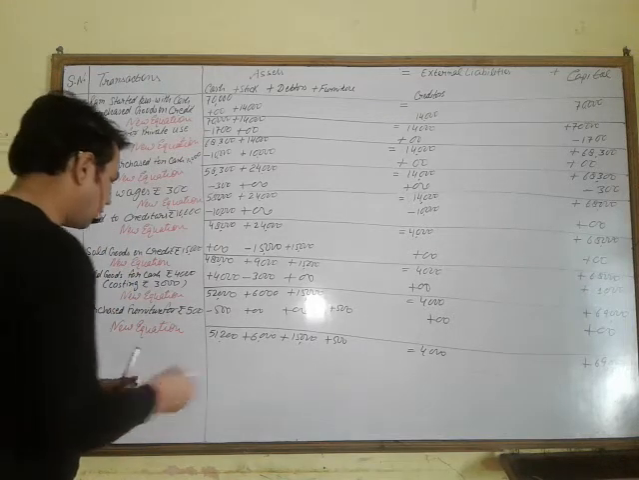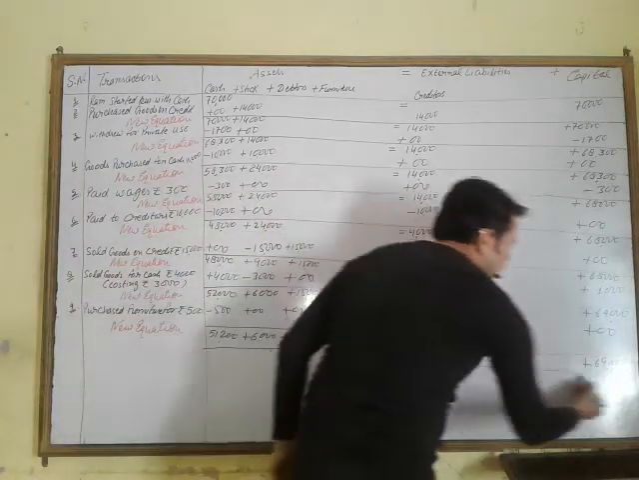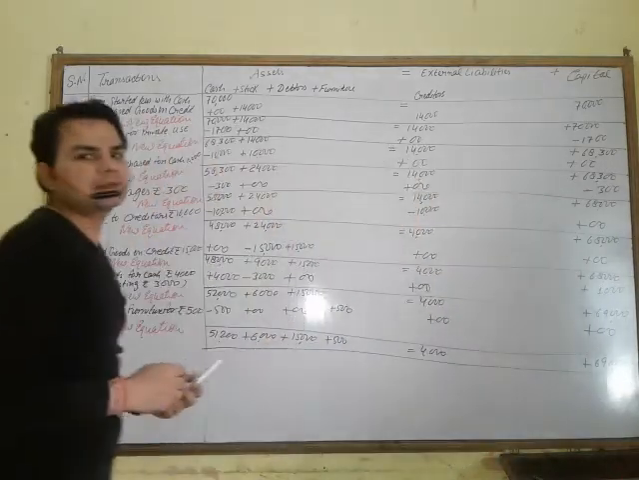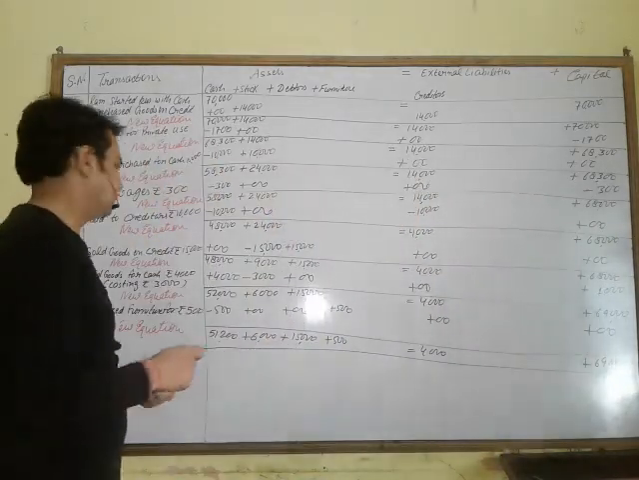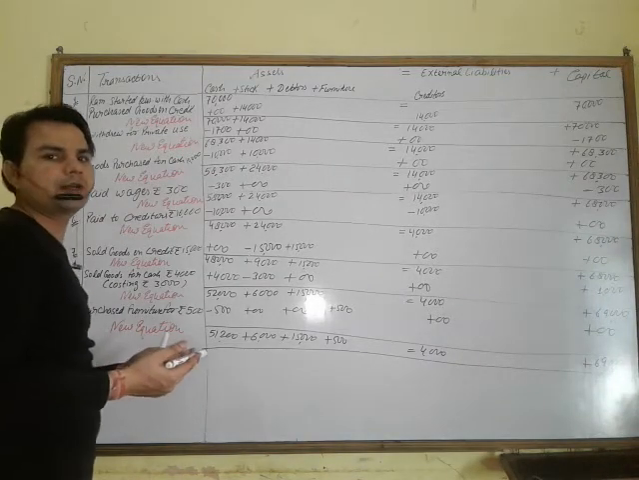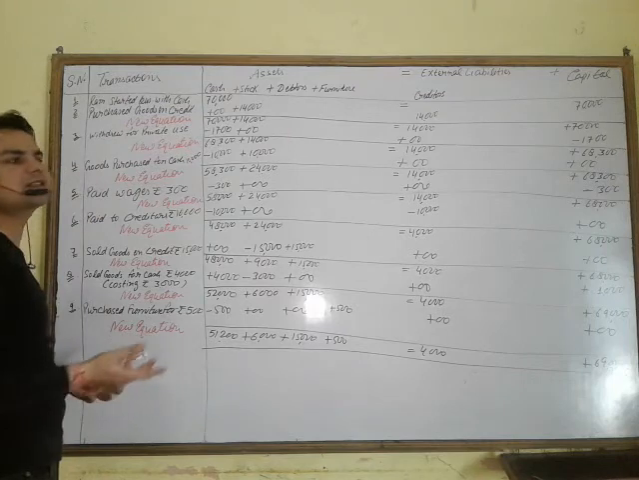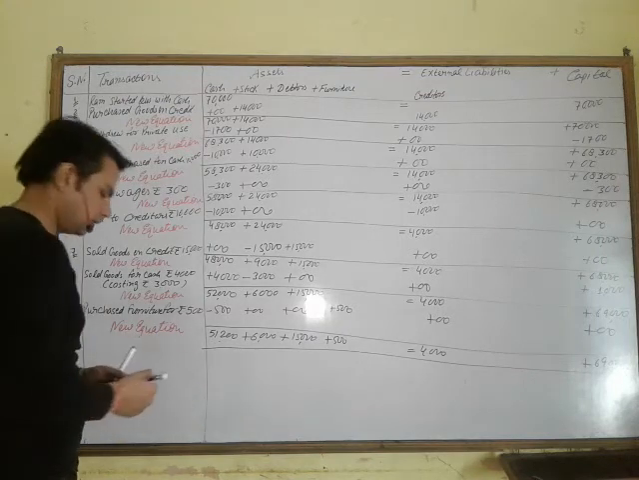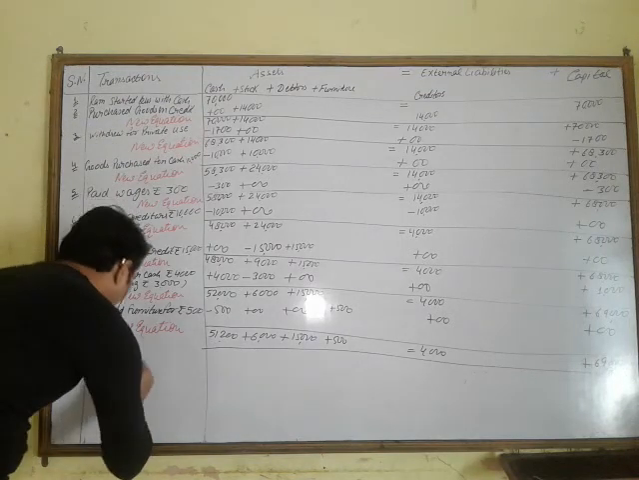Now we do the total of these two sides, that is asset and liability side. The total must be equal. Otherwise, the solution will be wrong, or there may be a mistake in the solution if the total does not match.